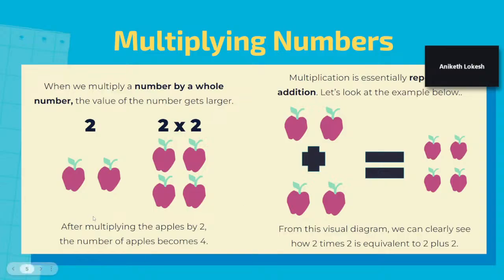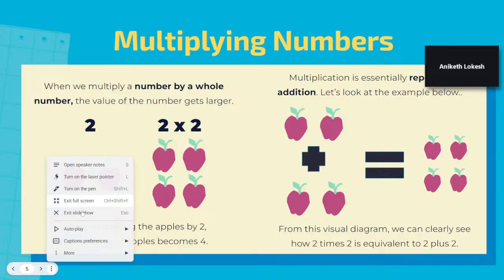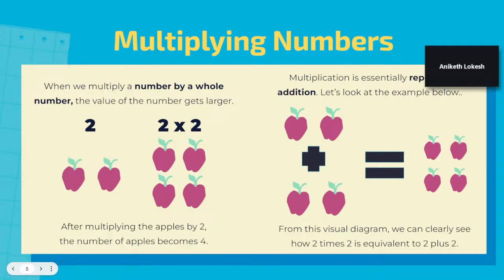For example, say we have 2 apples over here. 2 times 2, and this x right here is a symbol for times or multiplied by. 2 times 2, we get 4. So after multiplying the apples by 2, the number of apples becomes 4.